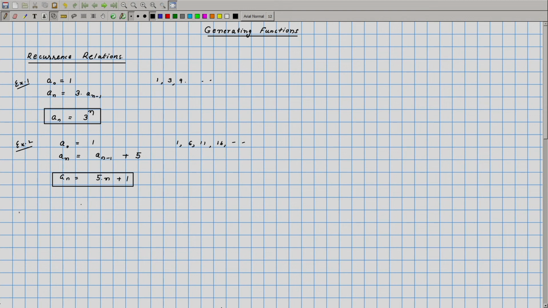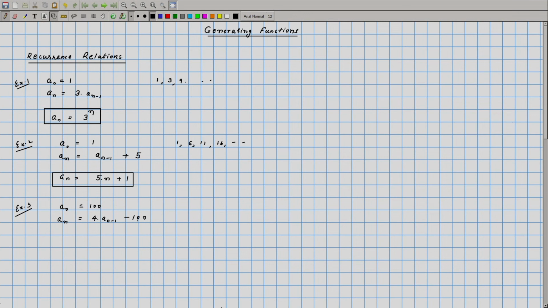We will look at a slightly more complicated recurrence relation. Let us say a 0 is equal to 100 and a n is defined in terms of a n minus 1 as, let us say, 4 into a n minus 1 minus, let us say, 100.